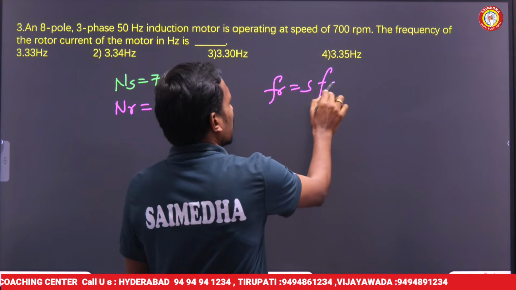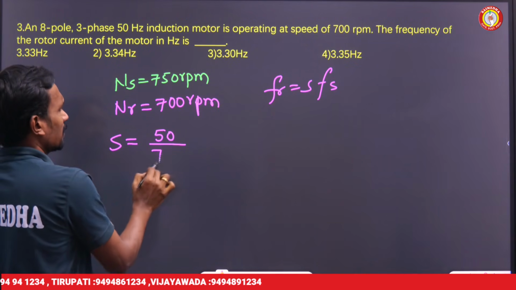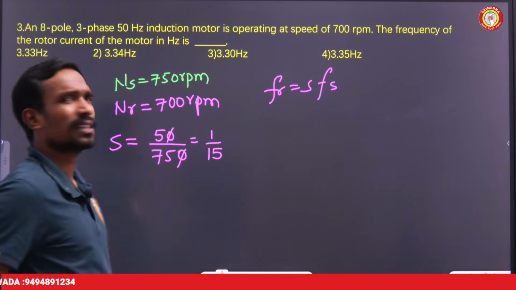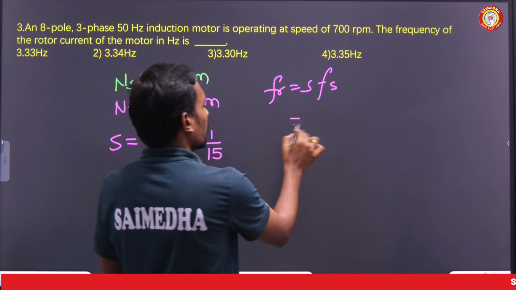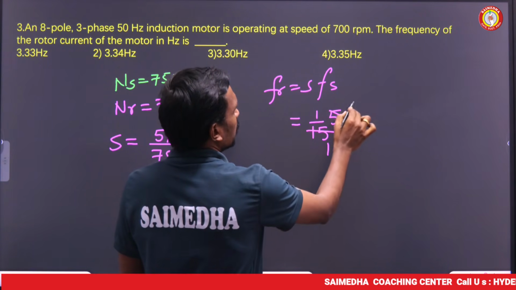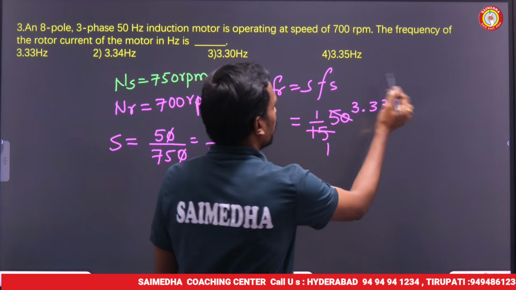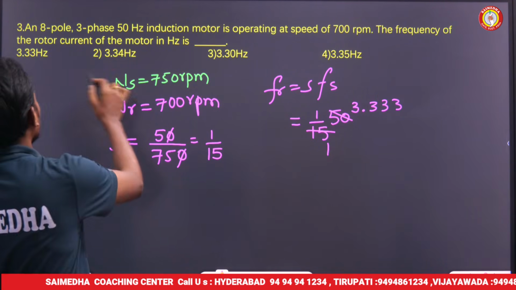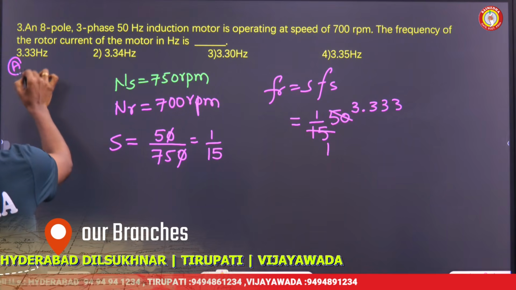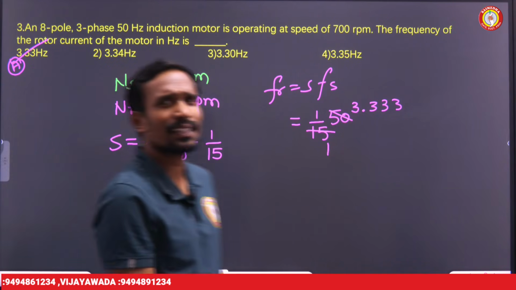Fr is equal to S into Fs, right? What is S? (Ns minus Nr) by Ns, which is nothing but 1 by 15 is the slip. What is 1 by 15 of 50? So what will be the answer? The answer is 3.3333 and so on hertz.